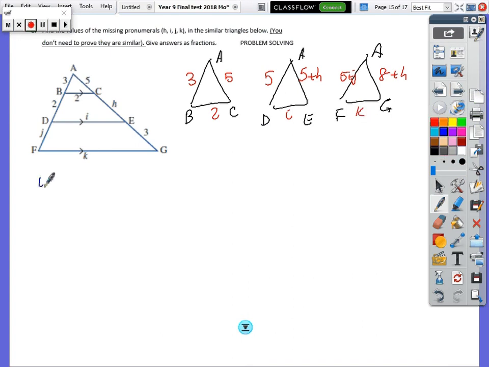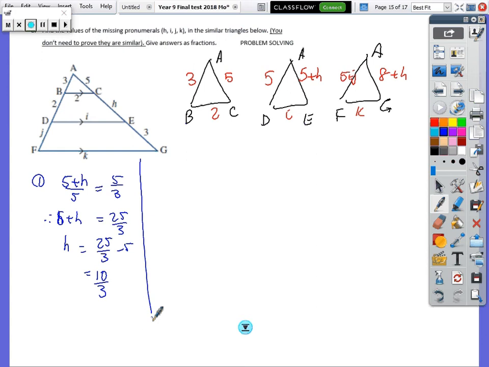So first thing we do is do the first one. 5 plus H over 5 equals 5 over 3, the scaling ratio. Cross multiply, 5 plus H equals 25 over 3. So H equals 25 over 3 minus 5, which gave us 10 over 3. So that's the first one. Next one, I over 2 equals 5 over 3, the scaling ratio. So I equals 5 times 2 over 3, so that's 10 over 3. So that's the I's done.